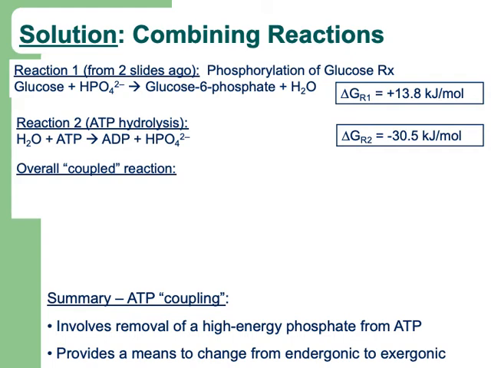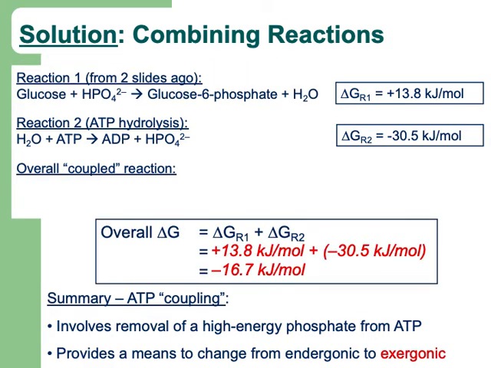So what's the benefit of doing this? This is called ATP coupling. We add ATP to a reaction to make the reaction exergonic. It involves the removal of a high energy phosphate from ATP, so we're dephosphorylating ATP. It provides a means to change the reaction from being endergonic to exergonic, and therefore favorable and spontaneous within the body.